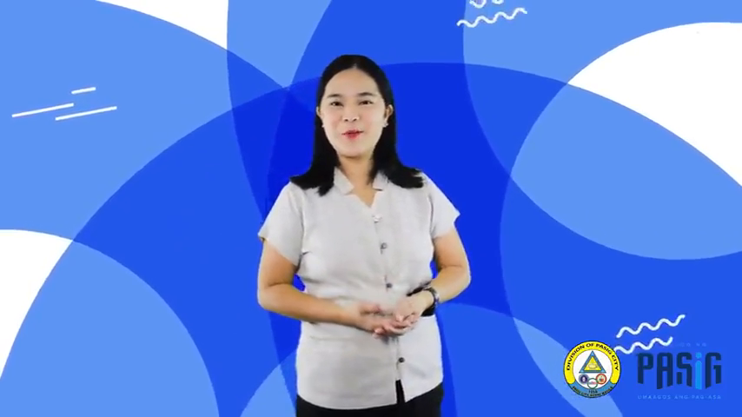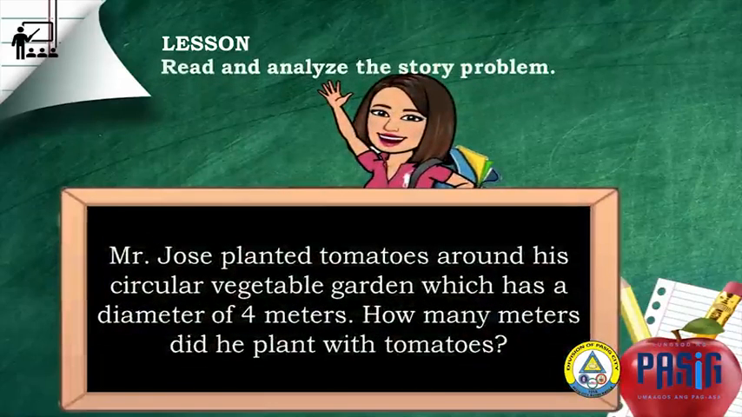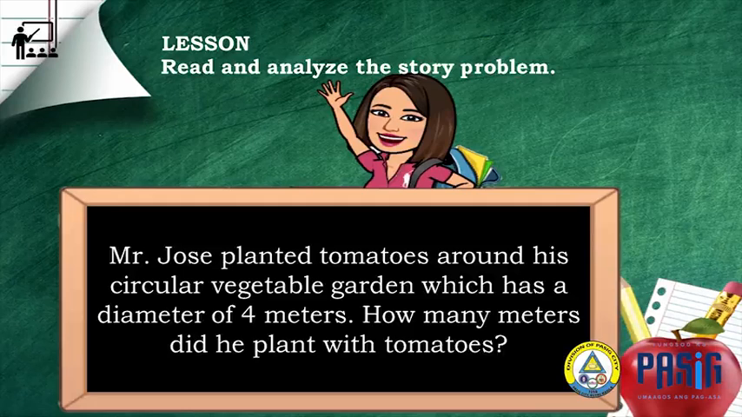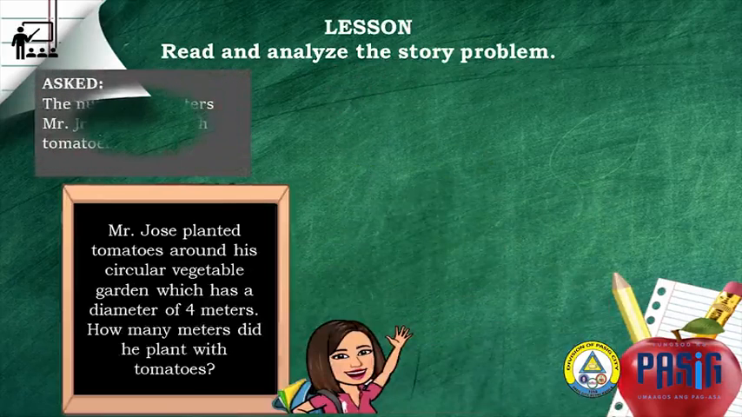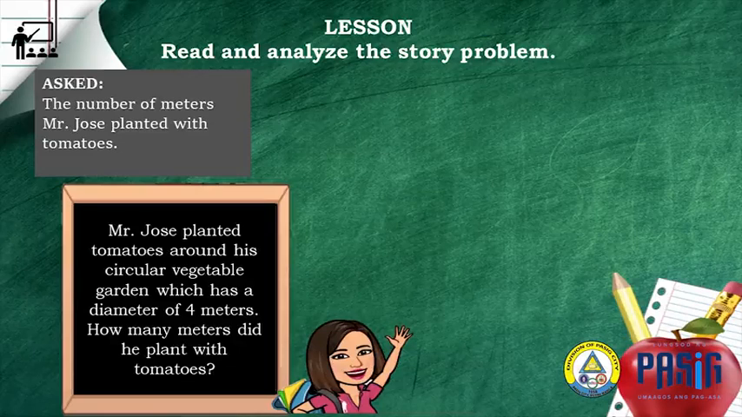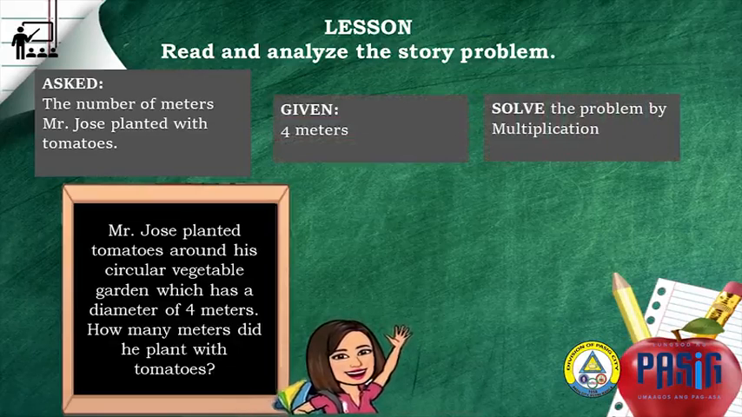Now, let's start our lesson for today in solving a word problem. Let's read and analyze the story problem. What is asked? The number of meters Mr. Jose planted with tomatoes. What are given? 4 meters. How will you solve the problem? Solve the problem by multiplication.